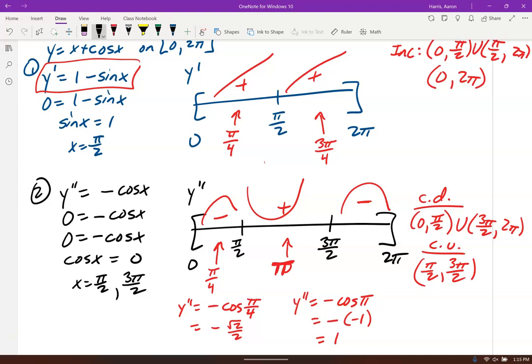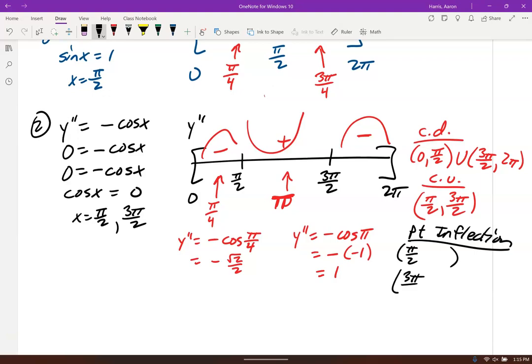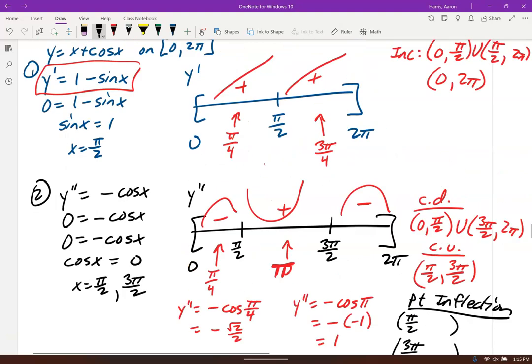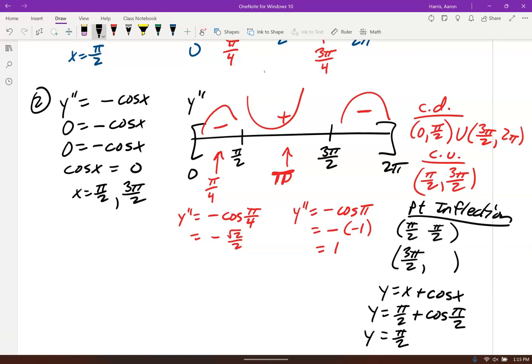And so we do have points of inflection because they change concavity. Point of inflection at pi halves. And we have a point of inflection at 3 pi halves. And so I would want to punch that into my y equals x plus cosine x. Here's my original function. So y equals pi halves plus the cosine of pi halves. Well, the cosine of pi halves is 0, so this just ends up being pi halves. And then punch in 3 pi halves plus cosine of 3 pi halves. And then you get 3 pi halves for that other one right there. Okay.